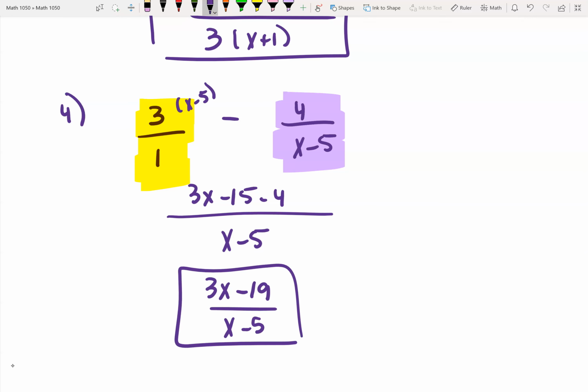Okay, we're going to do one more, then we're going to take a quick break, and you're going to do those 3 problems, and then we're going to move on to multiplication. Okay, so here's question 5.